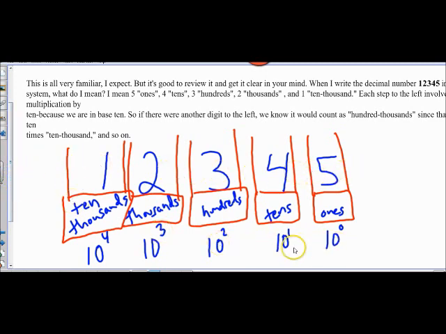But the reason, again, that those places are what they are is because it's base 10, and the 1's place is 10 to the 0 power is 1. 10 to the first power is 10. 10 to the second power is 100. 10 to the third power is 1,000. 10 to the fourth power is 10,000. And etc., etc. Every next place in the system is the next power of the base.